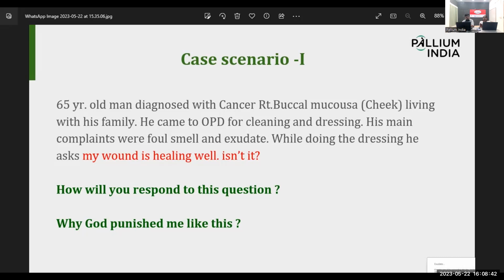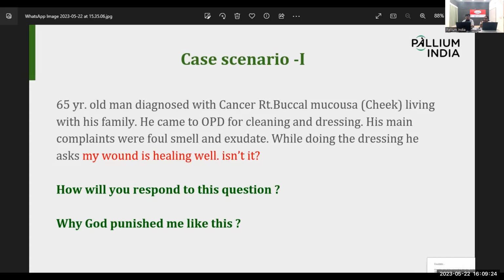So that will affect the patient emotionally, socially, spiritually. All those things will be affected. So that time he or she comes up with this question: why God punished me like this? If you do the individual assessment, definitely you will understand the truth. You can understand more about his family, and then based on that you can treat the patient. Okay, so this is also very, very important. If you do the individual assessment, you will get the full picture of the patient and their family.